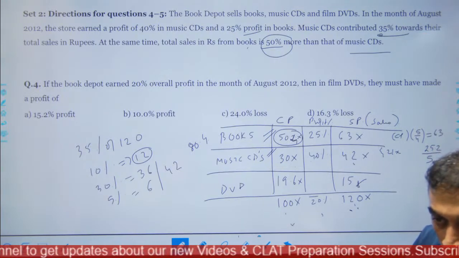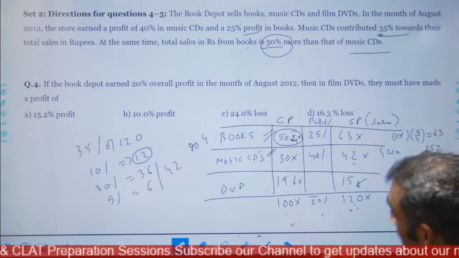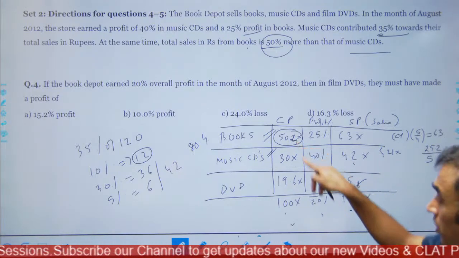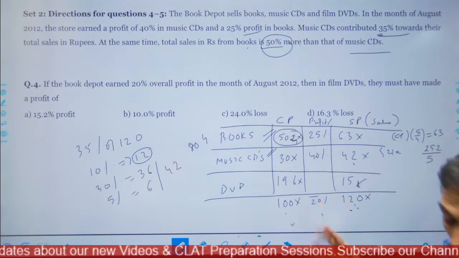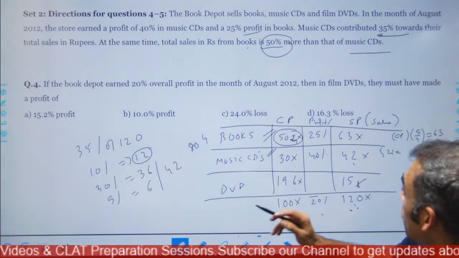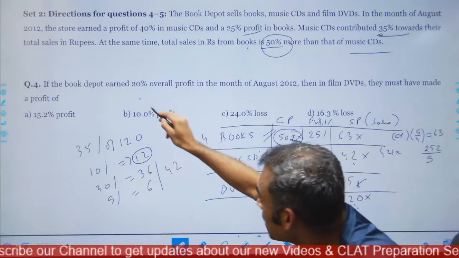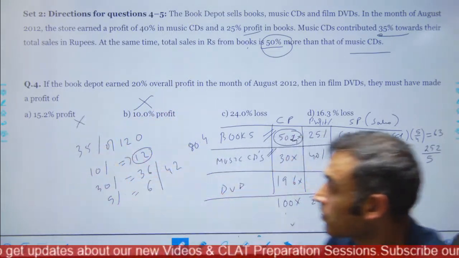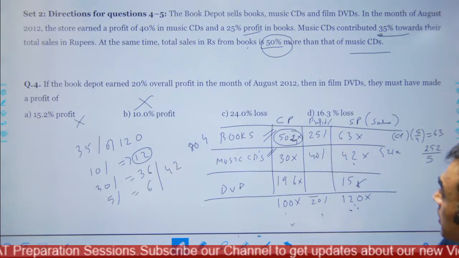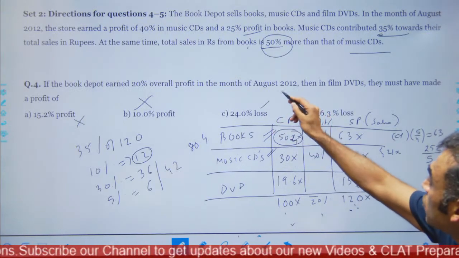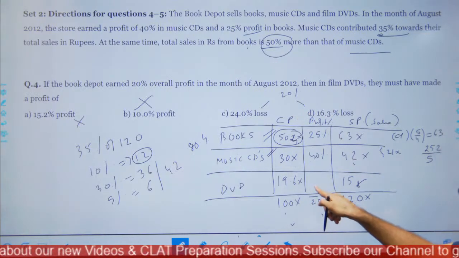Got it? What are we supposed to calculate? We are supposed to calculate the profit percentage or loss percentage. Obviously there is a loss here, because my CP is more than the SP. So both profit options are out. Now we have to decide between 24% and 20%, the value that lies between these two. Let's see how much loss we are getting.